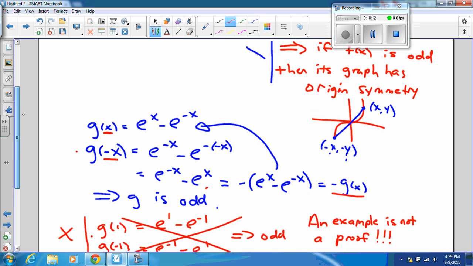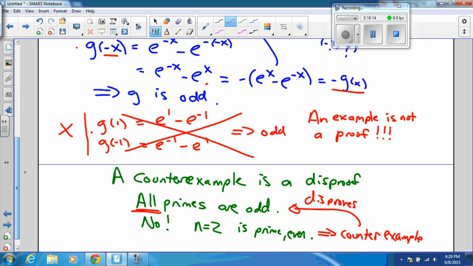So, where are we left? We're left with this. An example is not a proof, but a counterexample is a disproof. And that is a general mathematical principle that is true across all areas of math.